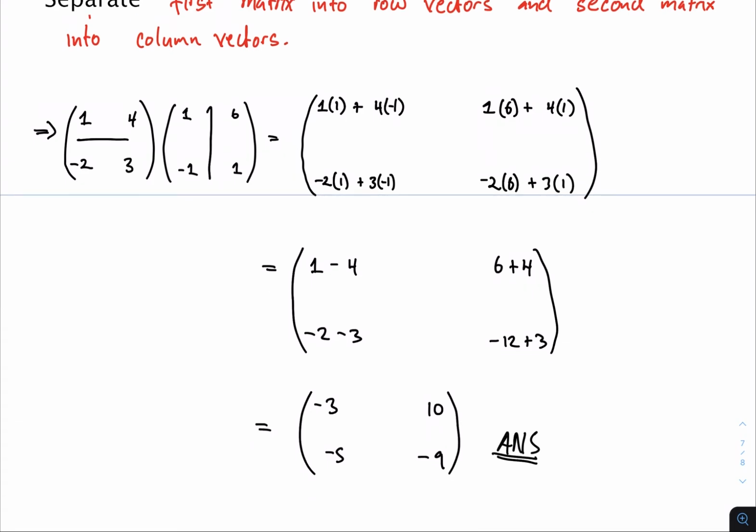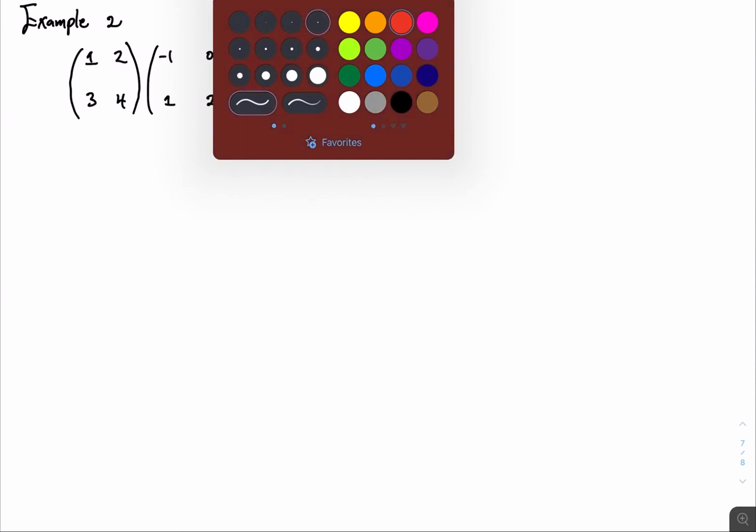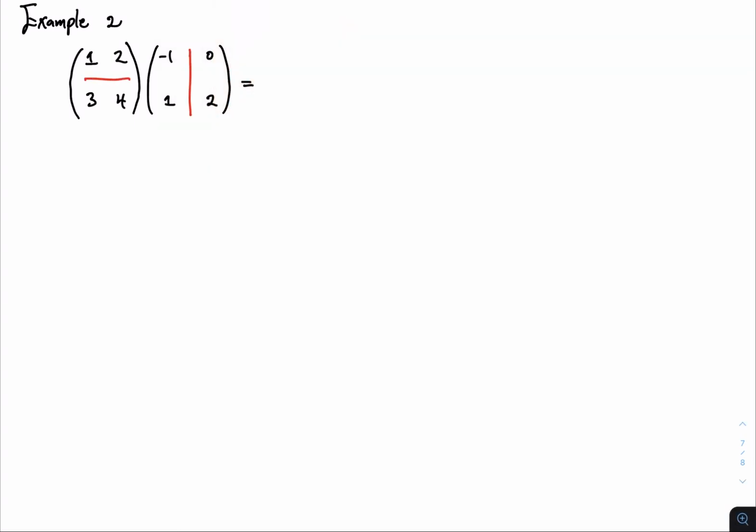That is our answer. We then jump into our second example. Here we have the matrix 1, 2, 3, 4 being multiplied by -1, 0, 1, 2. The first step, as usual, is to separate our first matrix into rows and our second matrix into columns. So we see that we have 2 row vectors and 2 column vectors.